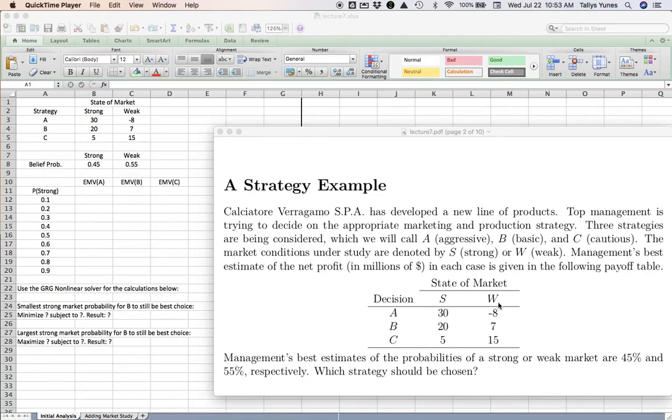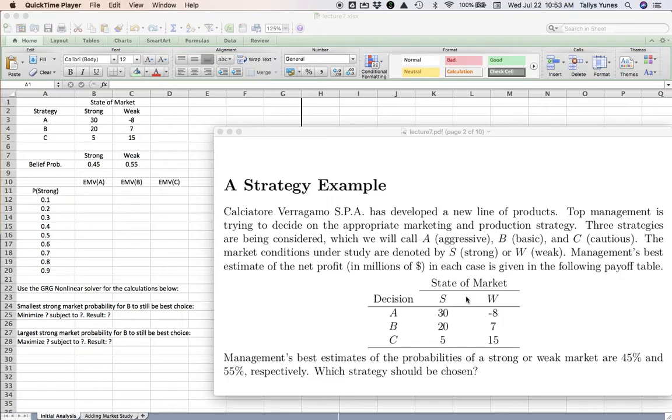Now, if it turns out the market is weak, which we won't know before we choose the strategy, and that's the whole point, we have to first commit to something and then see what happens. If we went aggressive, but the market really didn't like our product, we will lose 8 million. And basic and conservative, likewise, we have some data here.